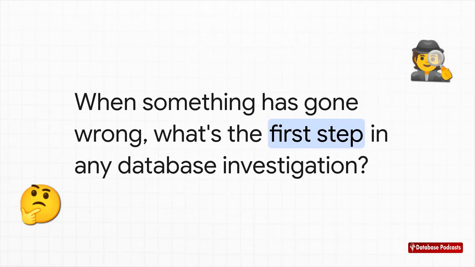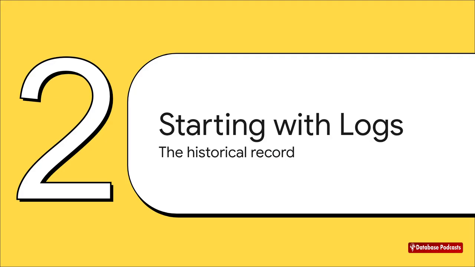So imagine this. Something has gone wrong, or maybe you're just investigating a performance issue from last week. Where do you even begin? What's the very first step in any database investigation? Well, you start with the story of what happened. And that story is written down, line by line, in the log files. This is your historical record. It's literally the diary of your database, and it's our first and probably most fundamental tool.